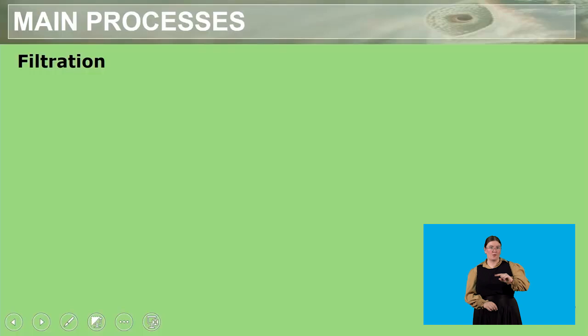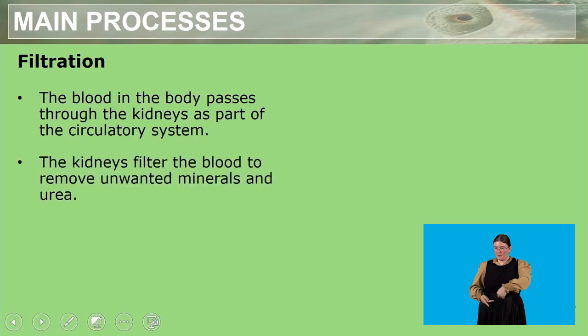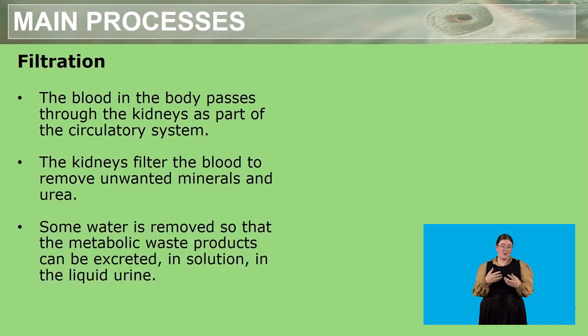First process that we look at is called filtration. Here, the blood in the body passes through the kidneys as part of the circulatory system. The kidneys filter the blood to remove unwanted minerals and urea. In filtration, some water is removed so that the metabolic waste products can be excreted in solution in the liquid urine.